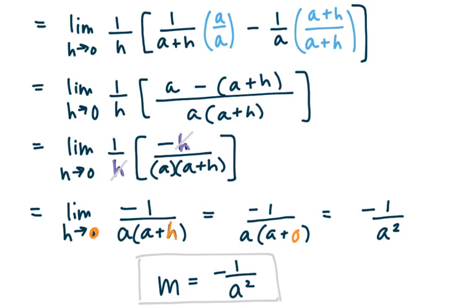So this is the slope of my function. Remember, my function was y equals 1 over x at x equals a. So for any a value, as long as it's not 0, that represents my slope. So let's take this another step here. Let's find the slope at, say, x equals negative 1.